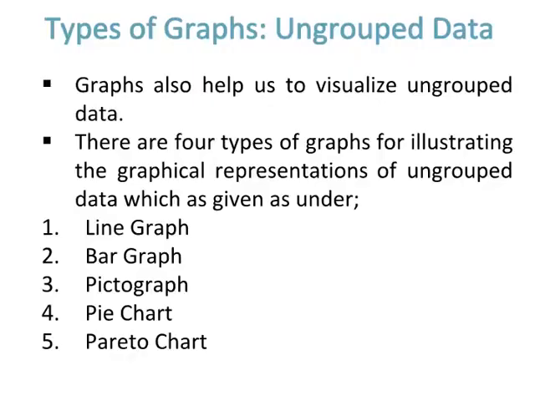Types of graphs for ungrouped data. Graphs also help us to visualize ungrouped data. There are 5 types of graphs for illustrating the graphical representations of ungrouped data, which are given as under. Number 1 is line graph. Number 2 is bar graph. Number 3 is pictograph. Number 4 is pie chart. Number 5 is Pareto chart.